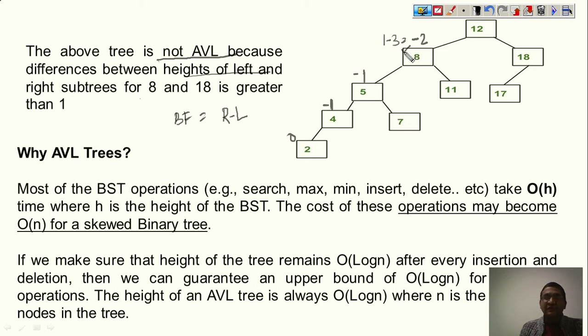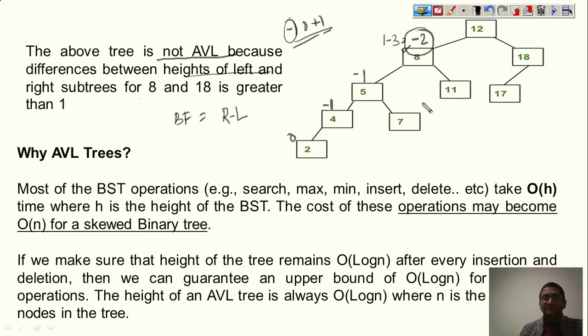So whenever you don't have a value of -1, 0 or +1, that means your tree is not balanced and we need to put in some effort to make it balanced. At this point, this is not among any of the three values. That's why this is not an AVL tree. In AVL trees, every node must have a balancing factor of either -1 or 0 or +1.